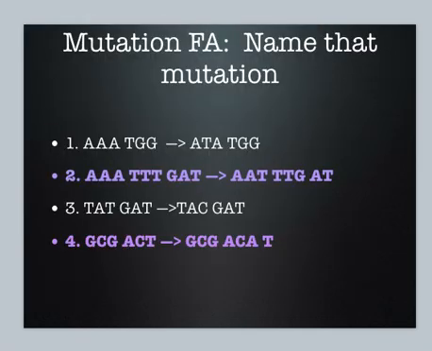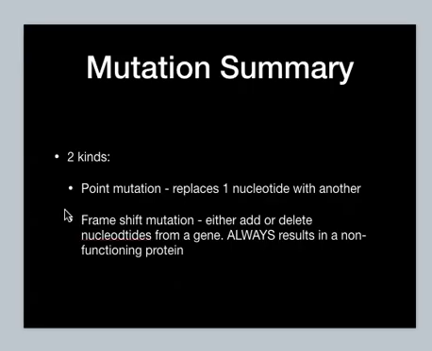Okay? So just to recap, there's 2 kinds of mutations. What North Carolina calls a point mutation, which simply replaces one nucleotide with another. So AAA becomes ATA. And a frame shift mutation, where you either add or delete a nucleotide, which hoses the gene. The gene's not going to function.